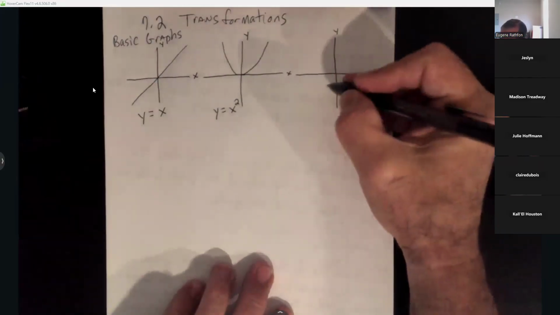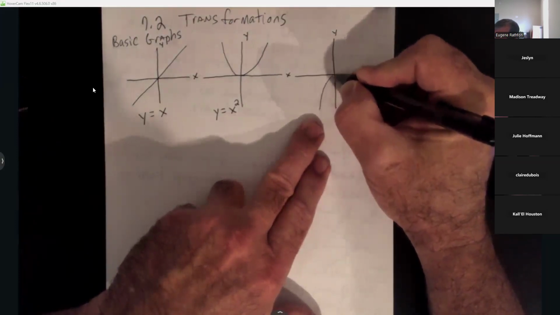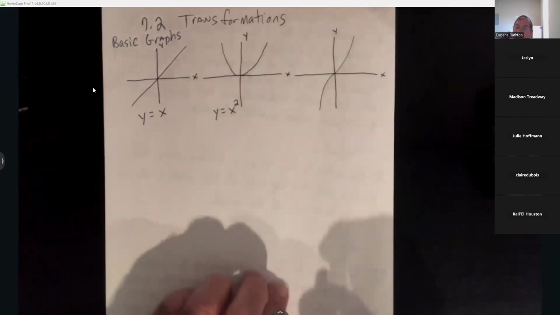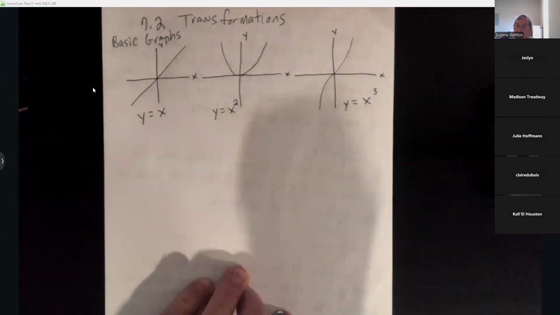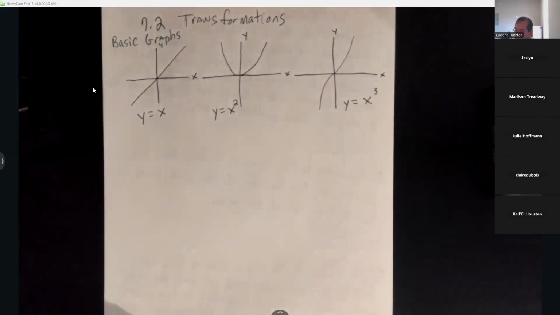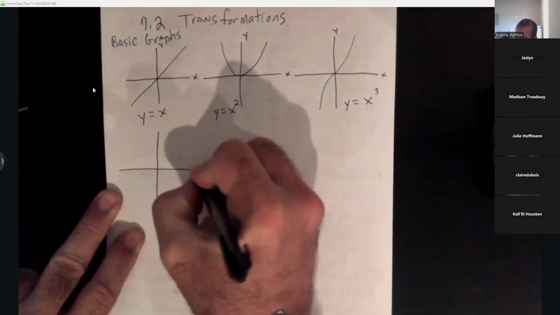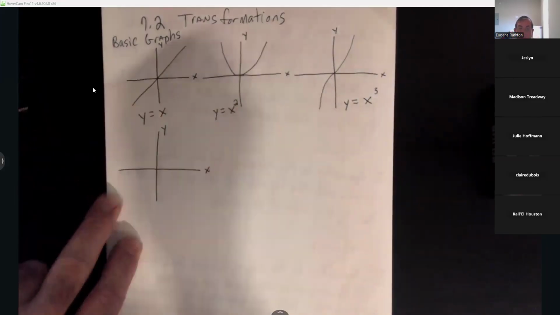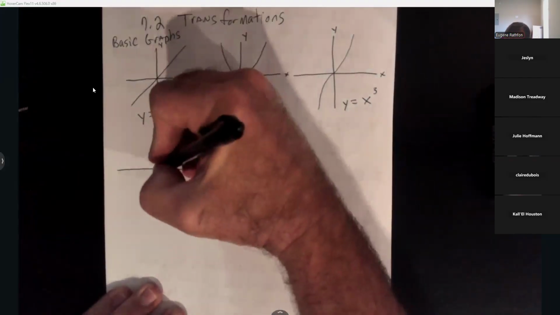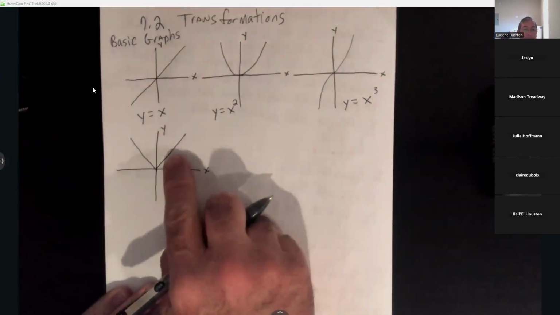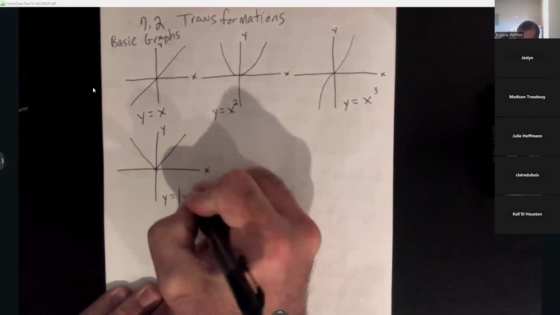All right, the next one will be a cube, and the cubes were the ones that we drew that sort of came through the center and then went uphill. So this is the y equals x cubed graph. All right, y'all, a few more to go. All right, a V-shaped graph. This was our absolute value, so this would be the y equals absolute value of x.